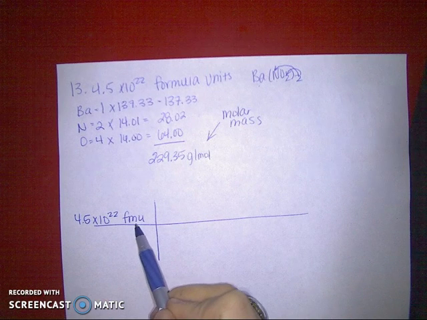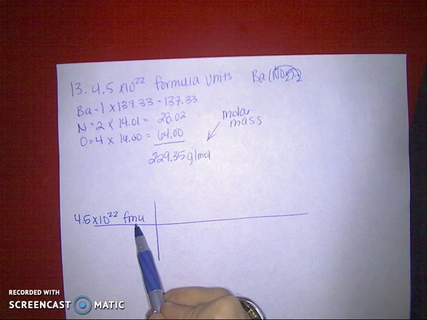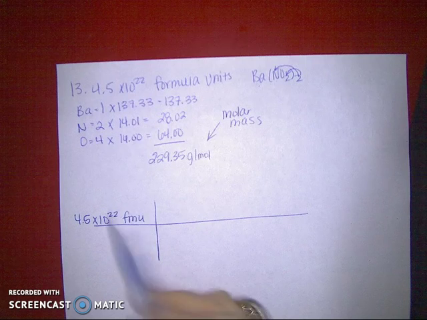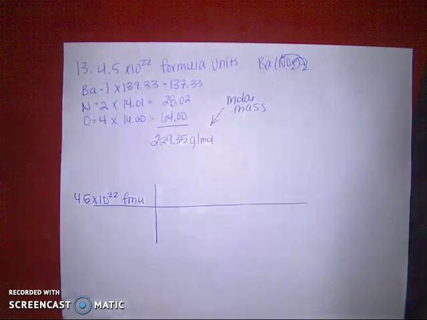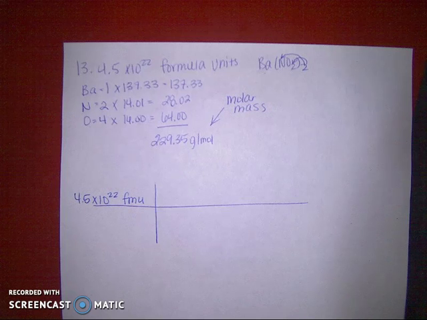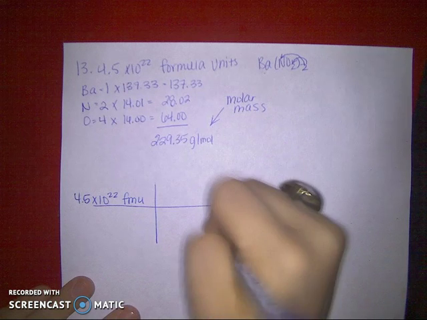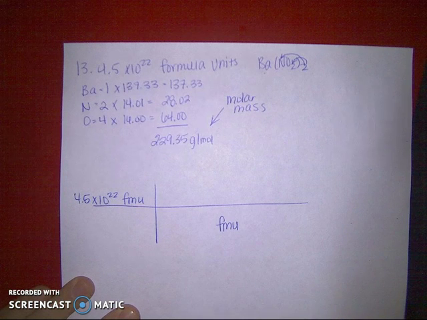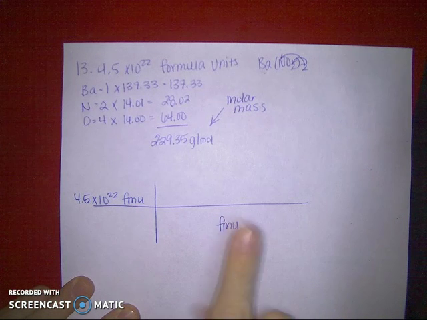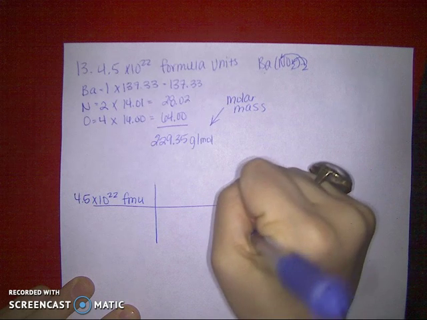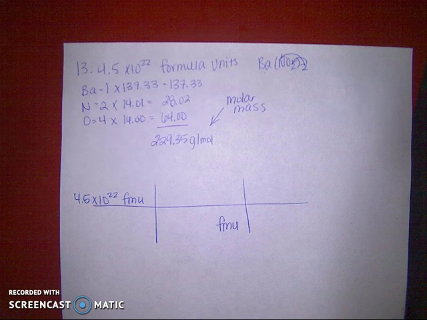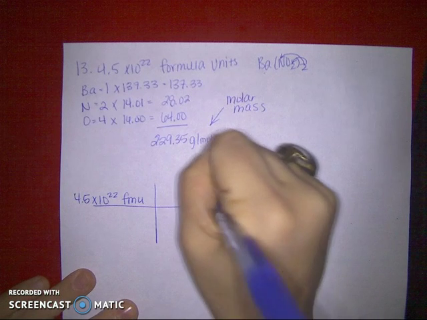Remember in class that we said that we were going to shorten formula units to FMU. I want FMU to eventually go away. So the only way that you can do that is to get them to cancel out. The only way that they'll cancel out is if you have FMU on the top and FMU on the bottom. So I'm going to write FMU on the bottom. No numbers yet. We always do units first. I can go from FMU to moles. So I'm going to put that unit on top.